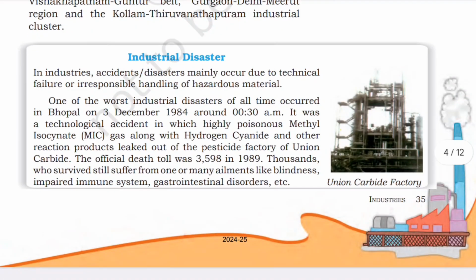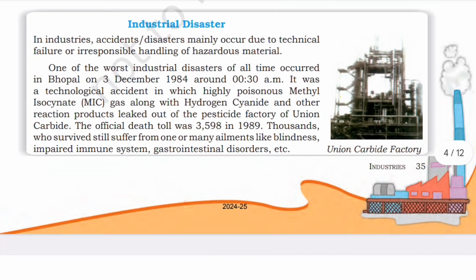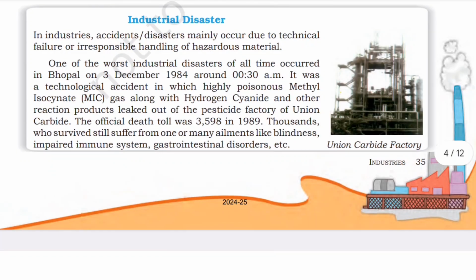Industrial disaster. In industry, accidents and disasters mainly occur due to technical failure or irresponsible handling of hazardous materials. One of the worst industrial disasters of all time occurred in Bhopal on 3 December 1984 at around 12:30 am. It was a technological accident in which highly poisonous methyl isocyanate gas along with hydrogen cyanide and other reaction products leaked out of the pesticide factory of Union Carbide.